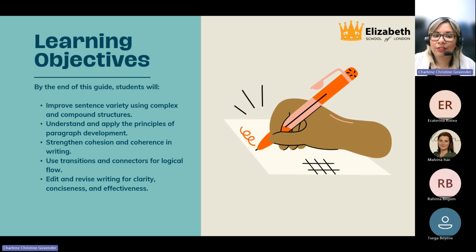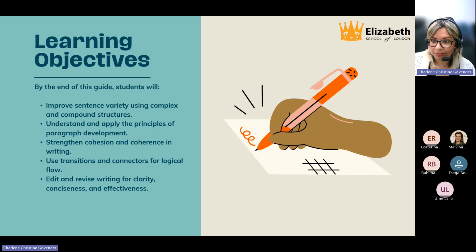Now, using transitions and connectors, these are actual words that will signify a change, a flow, and improve our writing. And of course, we want to always edit. We write, it's great, but we want to make sure we can go back to our writing and edit if necessary to improve, because learning is always continuous. And as always, we are focusing on clarity, being concise, and our writing being effective.